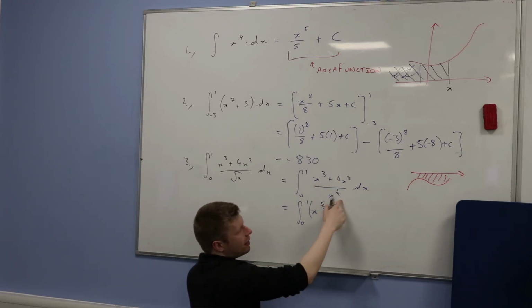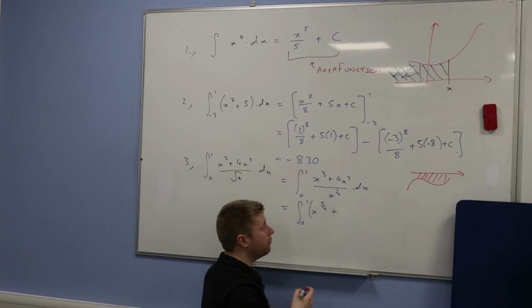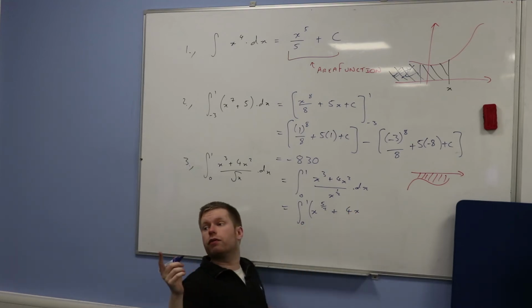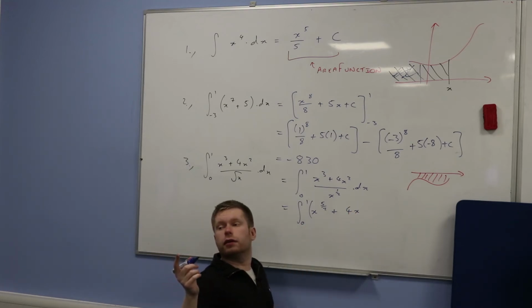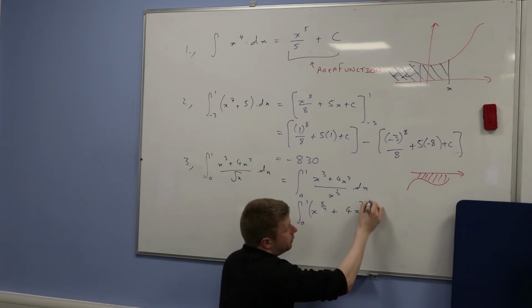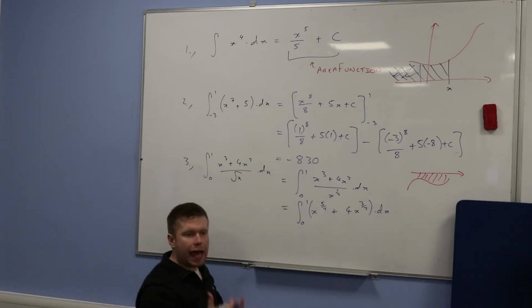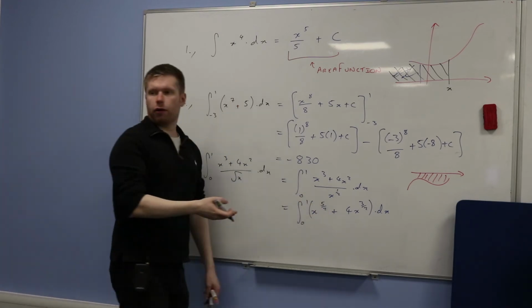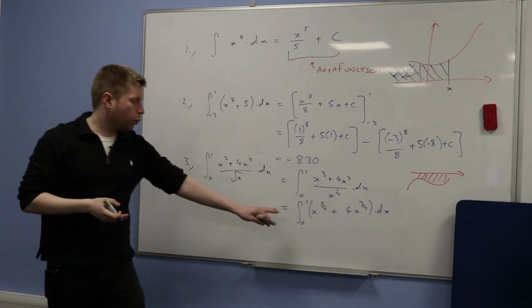Plus 4x squared, and if you divide that by x to the power of half, what do you get? 1.5, which is 3 over 2. Good, excellent. 3 over 2. Now we're in a position where we can actually integrate, because you've got x to the power of something. We didn't have that at the start, we've got it now.